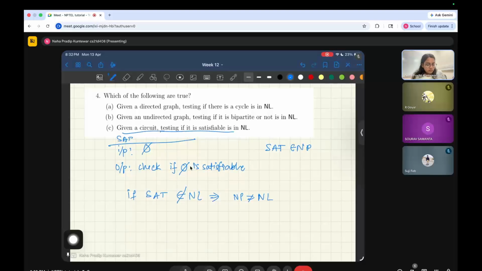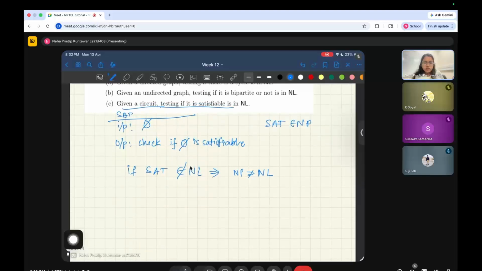Okay, so is that clear? If SAT is in NL, then can we say that NP is equal to NL? Do you see the problem with making such a statement?